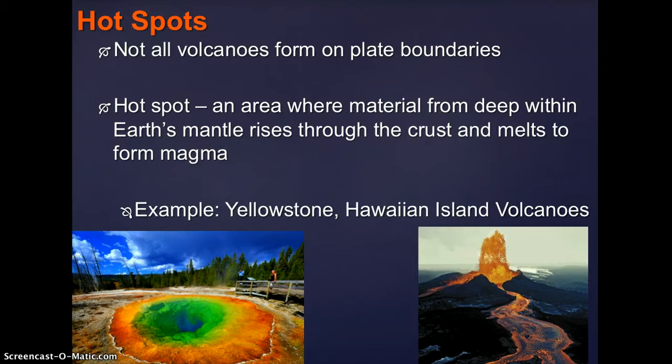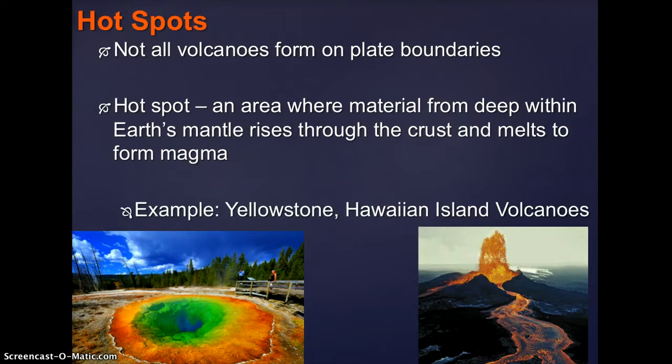Not all volcanoes form at plate boundaries. Some volcanoes occur at hotspots. A hotspot is an area where material from deep within Earth's mantle rises through the crust and melts to form magma. When the magma breaks through the crust, it is a hotspot volcano.